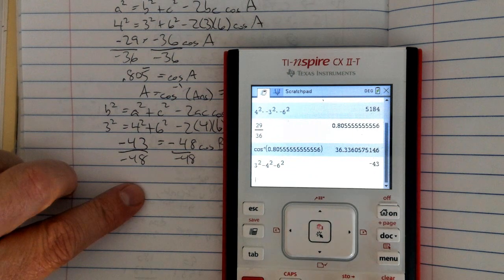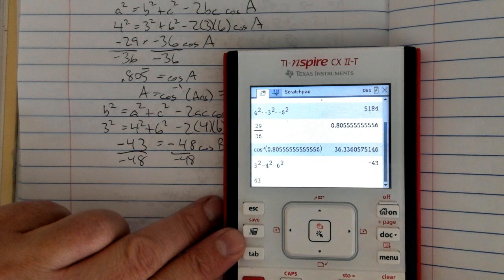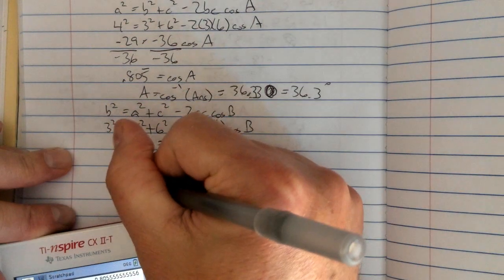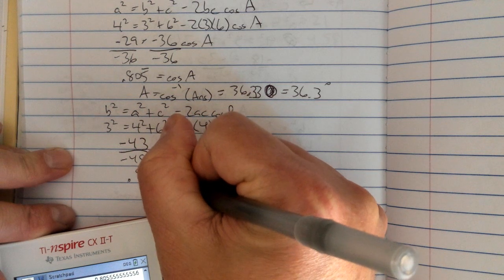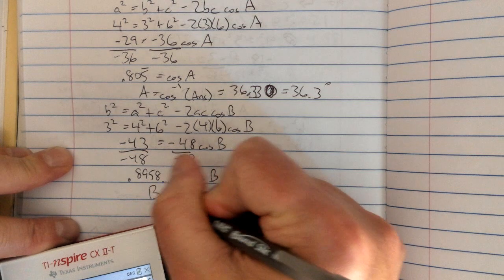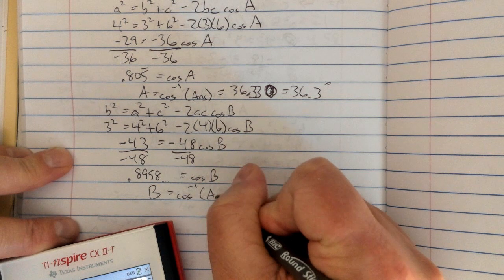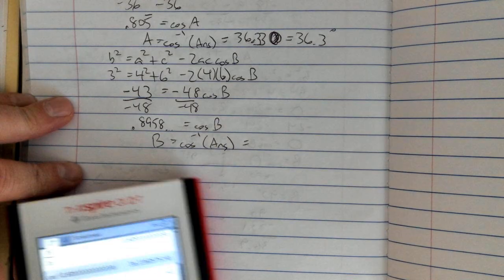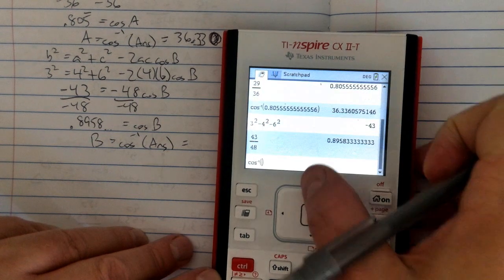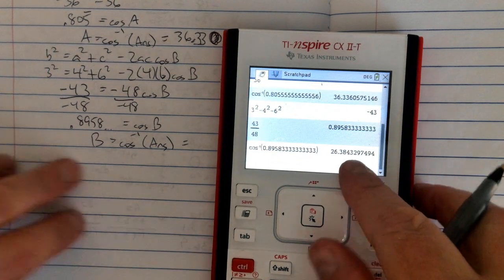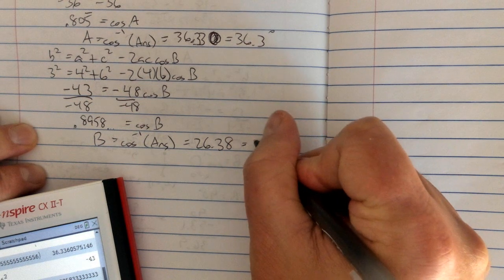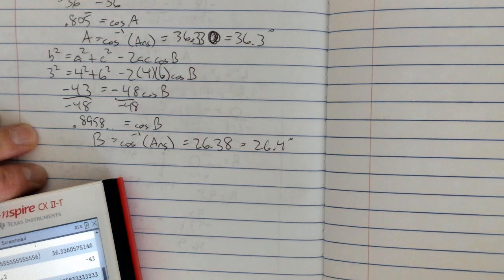And 43 divided by 48 is 0.8958, and so on. And so B is inverse cosine of your answer. So we do cosine negative 1 of that. It's 26.38. And so this would be 26.4 degrees.